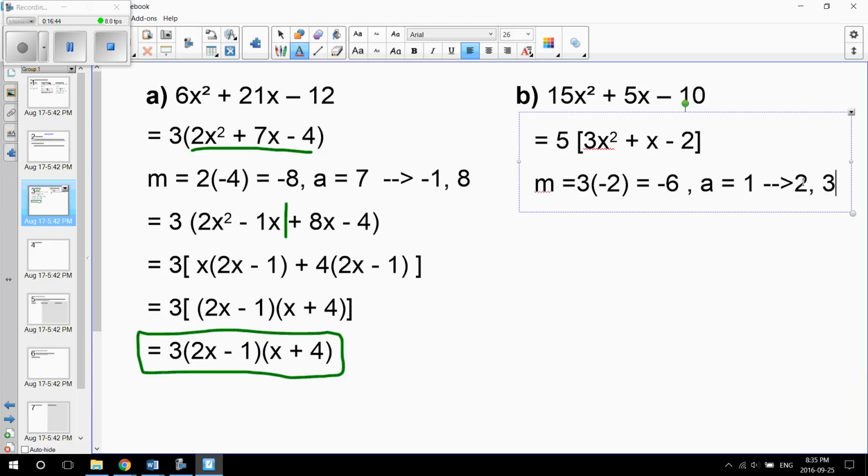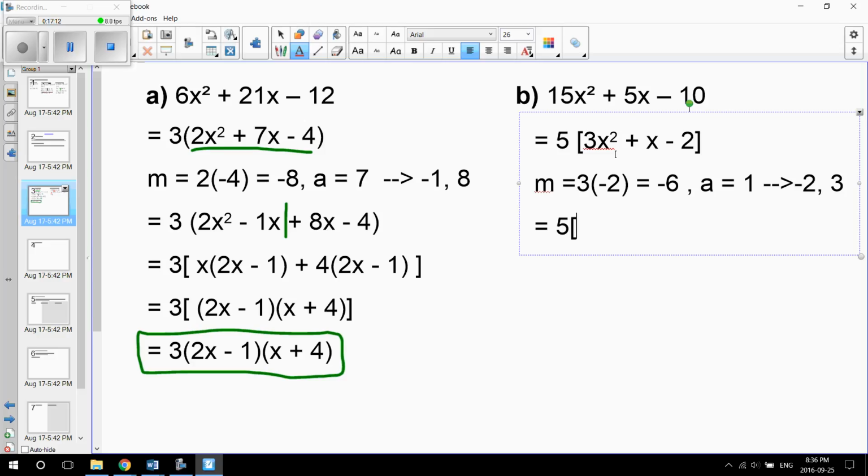So a 2 and a 3 make a negative 6. One of them has to be negative, but we want to add to a positive 1. So the smaller number has to be negative. So we need a negative 2 multiplied by a positive 3 gives us a negative 6. And we add those up. Negative 2 plus 3 gives us a 1. There we go. Now that we have come up with our two numbers, remember that 5 needs to stay out front.